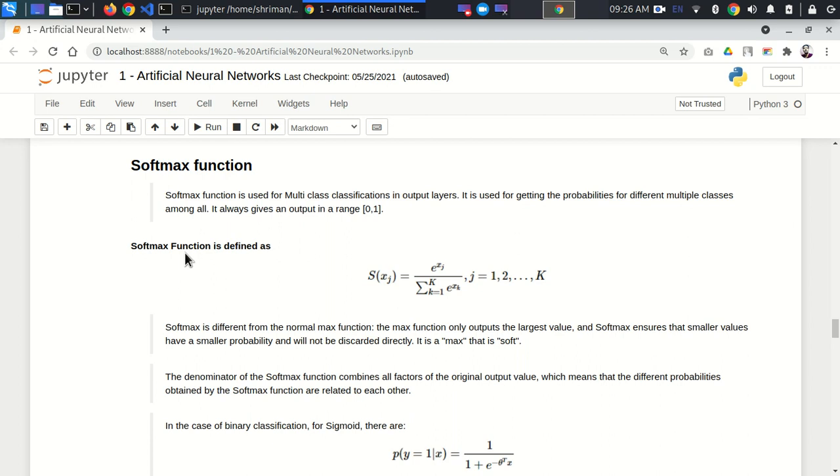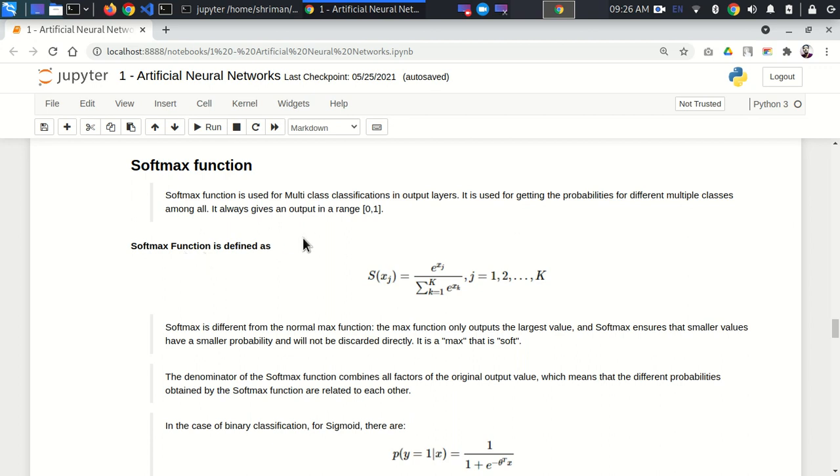Again, sigmoid is also used for multiple class classification, but in deep learning we can go with this softmax function, and it's completely fine. In machine learning, in logistic regression, we can use a one versus rest concept for multi-class classification, but in deep learning we can use softmax, and it is used for getting the probabilities for multiple different classes.